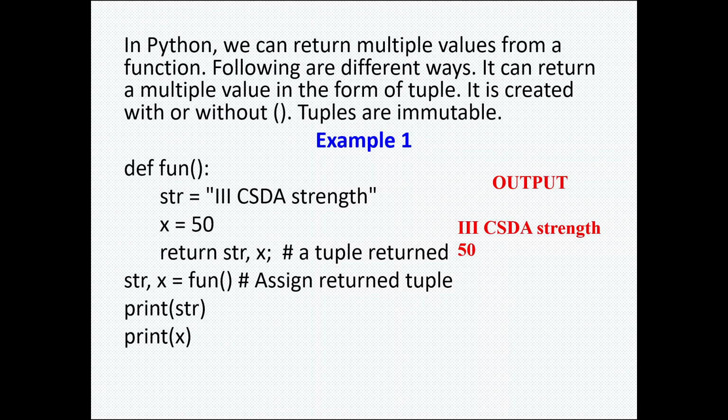In Python, we can return multiple values from a function. Following are different ways. In this first example, it can return multiple values in the form of a tuple. It is created with or without parentheses. Tuples are immutable. In this example, we return more than one value. str is a string value and x is the integer value. So we return more than one value.